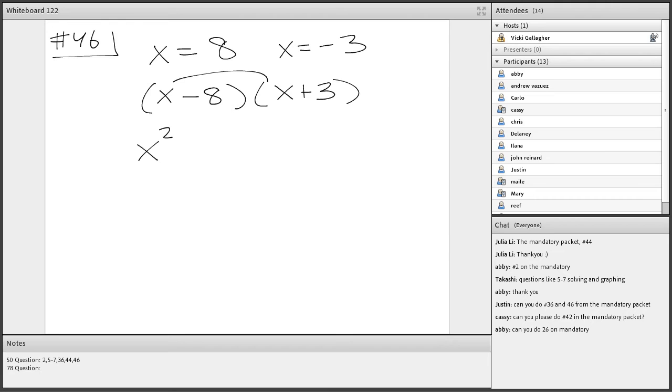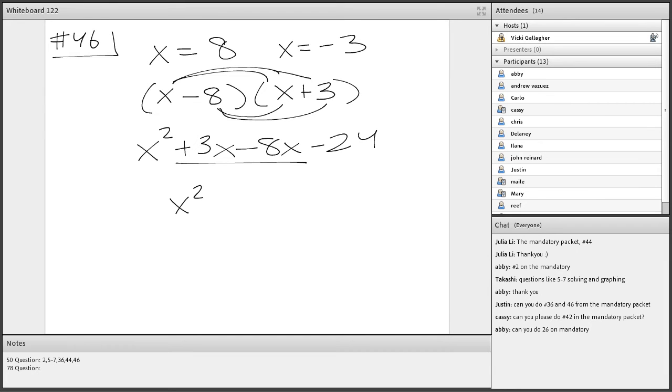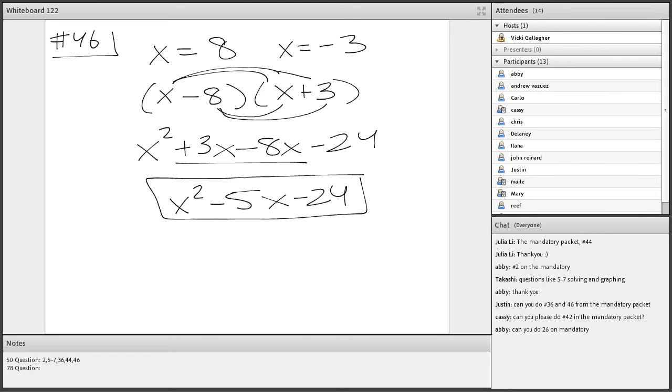So x times x is x squared. And then x times 3 is 3x. And then negative 8 times x is negative 8x. And then negative 8 times 3 is negative 24. And we're going to finish off the problem by combining like terms. And this is my final answer.